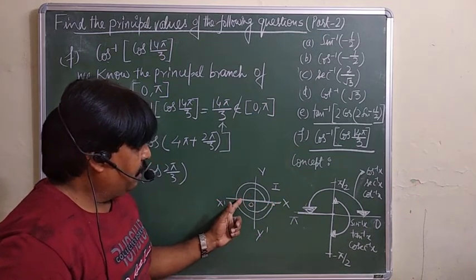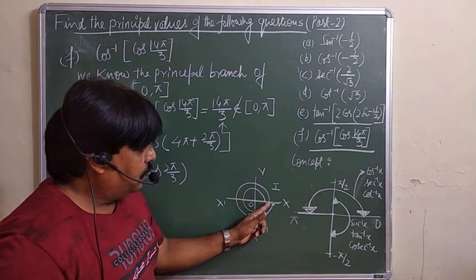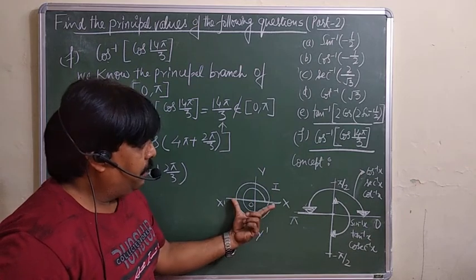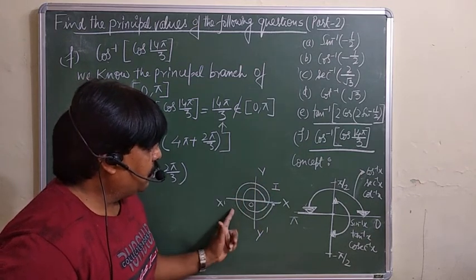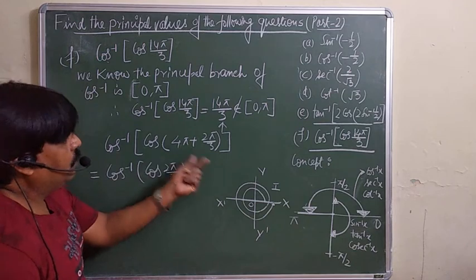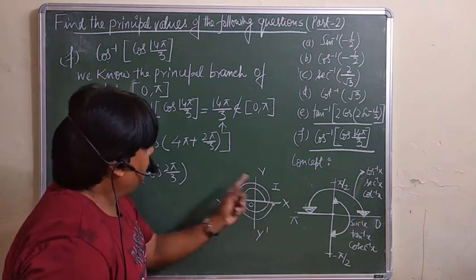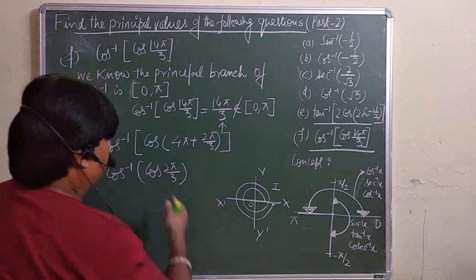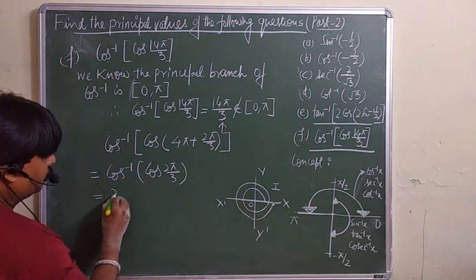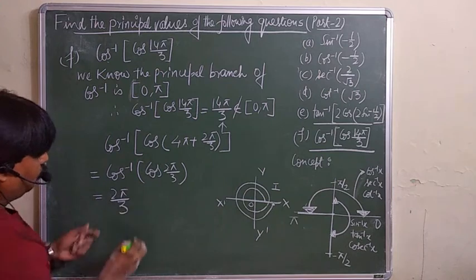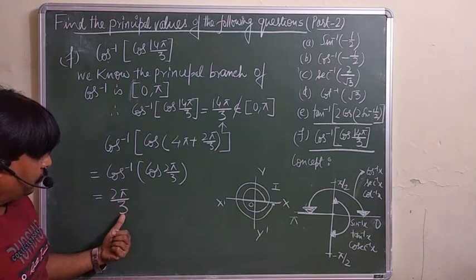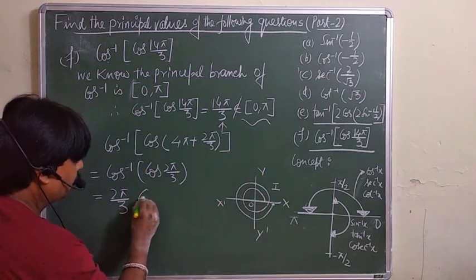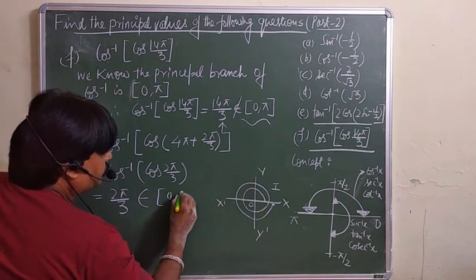Pi minus theta, pi plus theta, 2 pi minus theta, or 2 pi plus theta, whatever you are doing, it will remain the same, but the sign will be changed according to the quadrant. So we are ultimately coming here only after the completion of two revolutions. So the value will remain the same. So you are getting 2 pi by 3, and 2 pi by 3 means 2 into 180 over 3, that is 120, and 120 is already lying between 0 to pi.